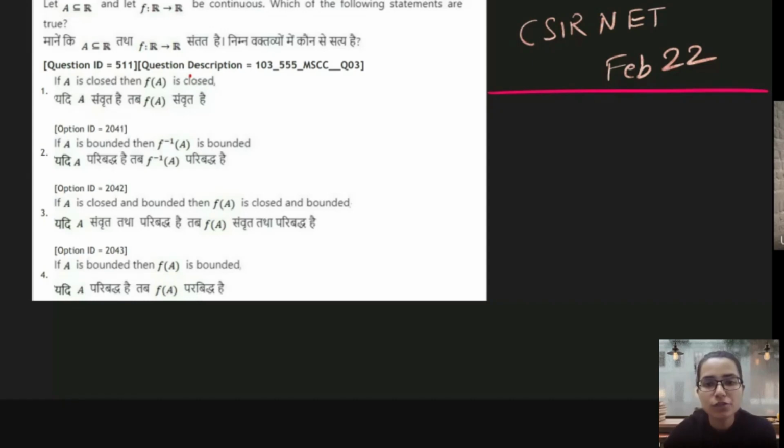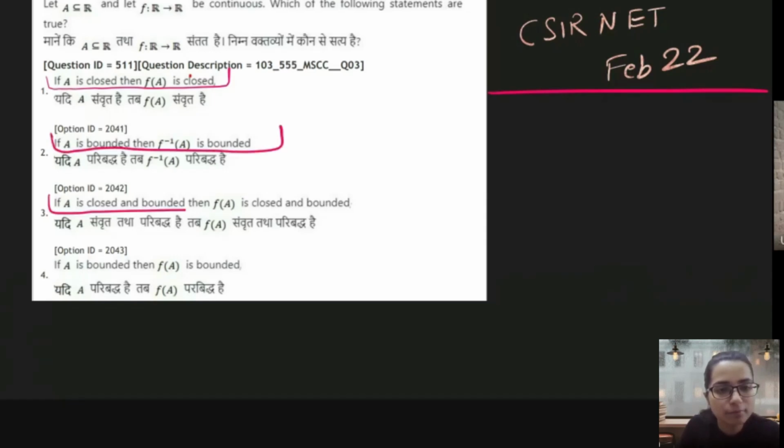Try to solve this question. In between, you will see a lot of Hindi, but try to find your options. How many of them do you think are correct? How many of them do you think are wrong?